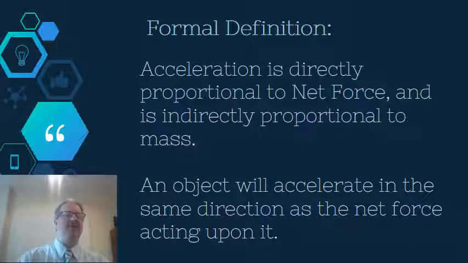Now the formal definition that we're given for the second law of motion is that acceleration is directly proportional to net force and is inversely proportional to mass. Therefore, an object will accelerate in the same direction as the net force acting upon it. So that's the formal definition. You want to make sure that you have that on your paper somewhere if it isn't already there.